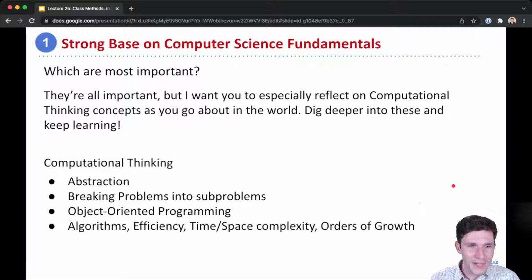And ideas of bundling data and functionality together, object-oriented programming. These are ways of thinking. These are new skills that you have in your toolbox that are applicable to more than just programming.